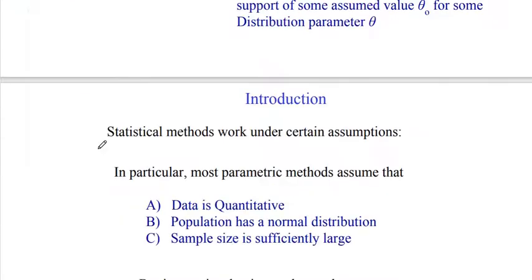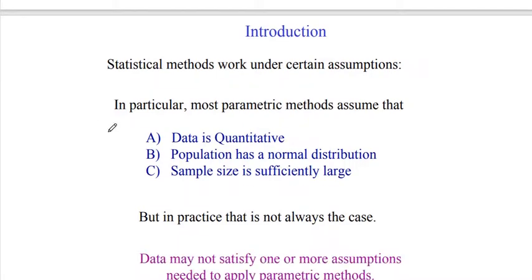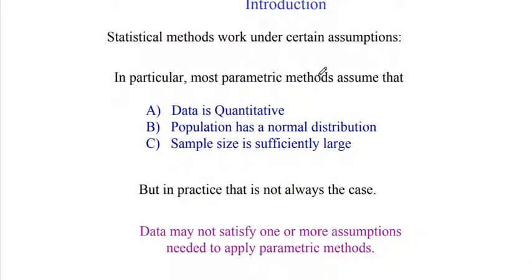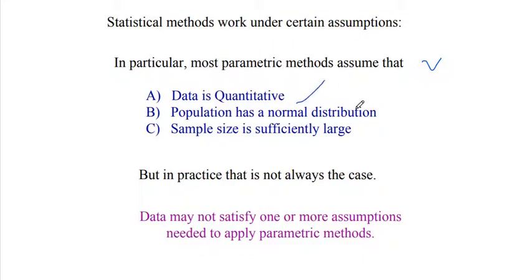Now we can see some examples. Statistical methods work under certain assumptions. Means in parametric inference, we compulsorily have some assumptions. The data should be quantitative, the population should follow a normal distribution, and the sample size should be sufficiently large. But in practice that is not always the case. Data may not satisfy one or more of these assumptions. Parametric means it should compulsorily satisfy some properties, whereas in non-parametric there are no assumptions, and we can apply it directly based on the data. We can discuss that also.